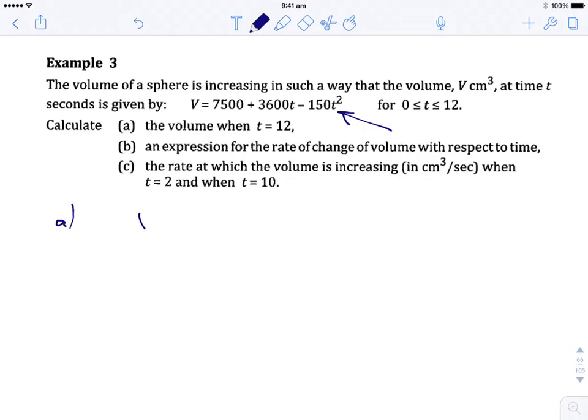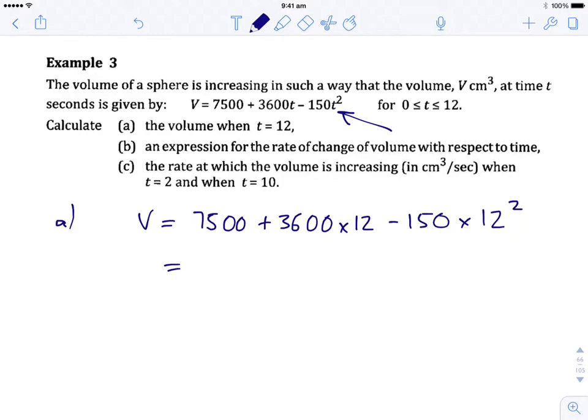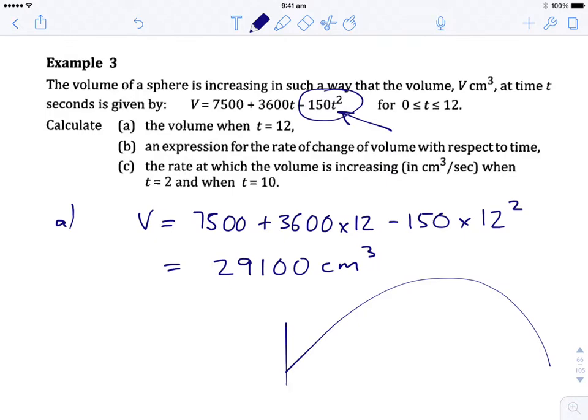What's the volume when t is equal to 12? So we just need to substitute 12 in there, plus 3,600 times 12 minus 150 times 12 squared. Okay, so if you do that on your calculator, you should get that. So it's increased from the first time. Now you can see, because of this negative t squared thing, we're going to have a curve that does something like that. So we're going to start here at 7,500. It's going to go up for a while, it's going to reach a peak, and then it's going to come down again if we were to look at the graph of this function.